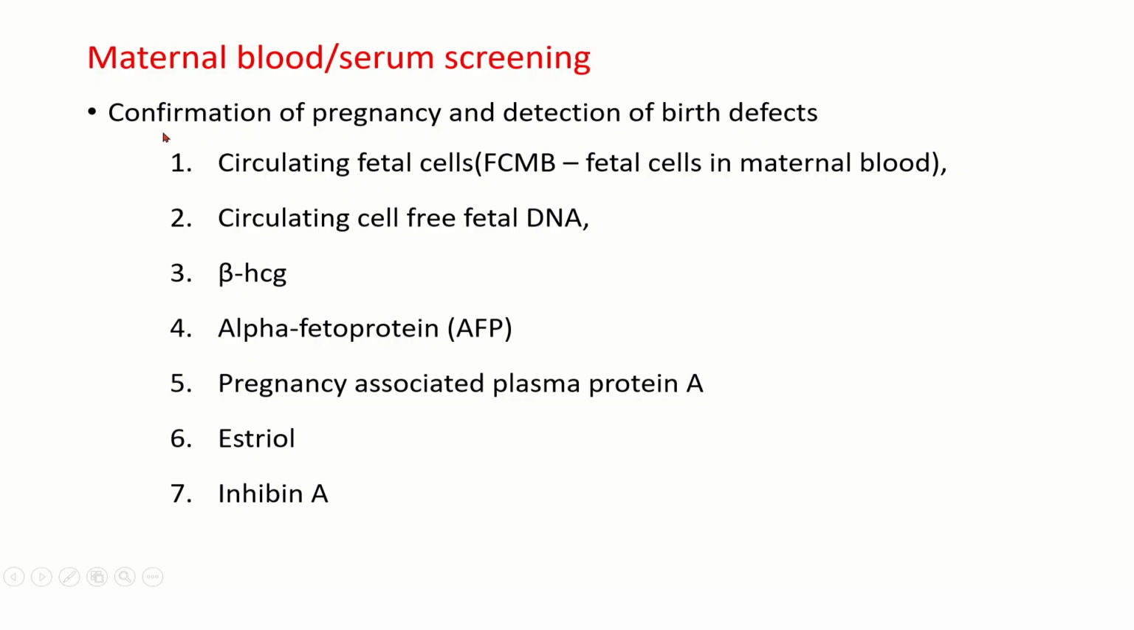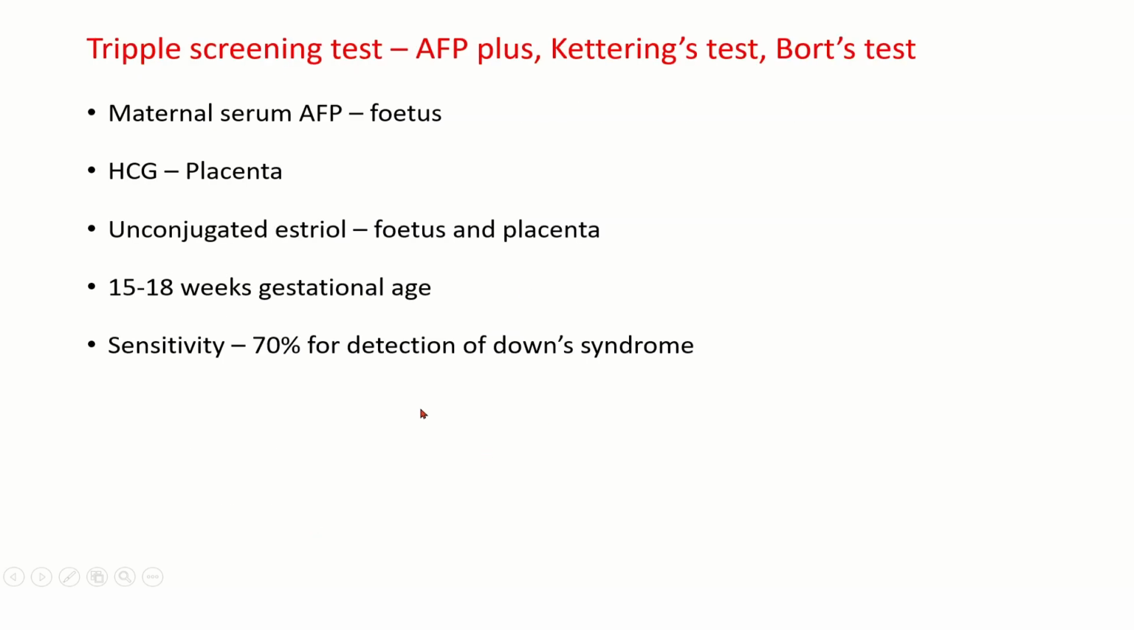So maternal blood serum markers, already I have explained them: circulating fetal cells in maternal blood, circulating cell-free DNA, circulating cell-free fetal DNA, please remember fetal DNA, then beta HCG, human chorionic gonadotropin, alpha fetoprotein, pregnancy associated plasma protein A, estriol, and inhibin A. All these markers can be identified from maternal serum.